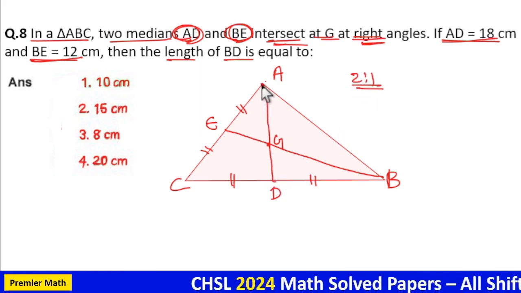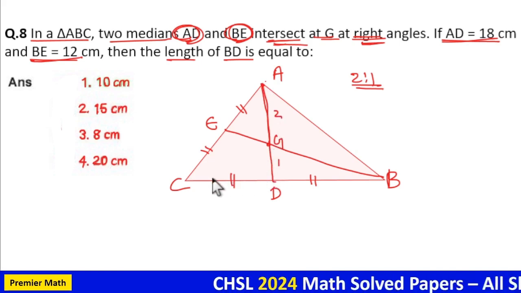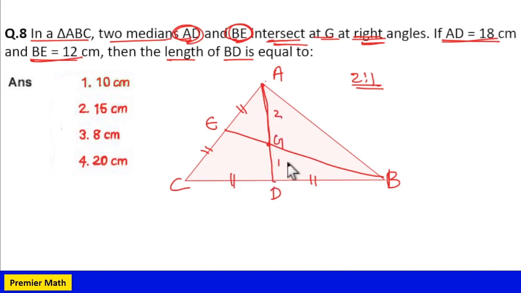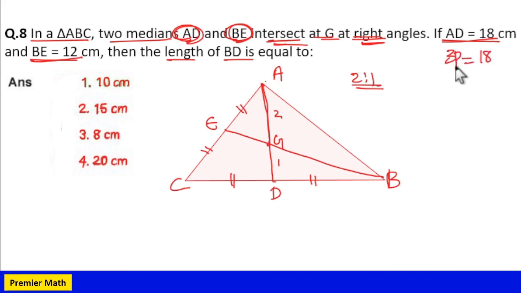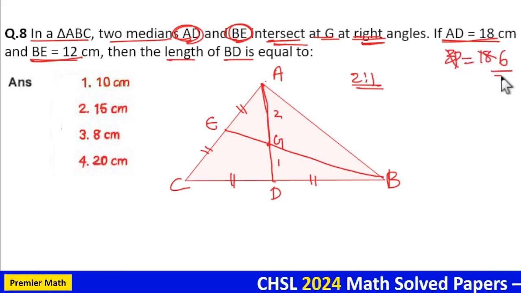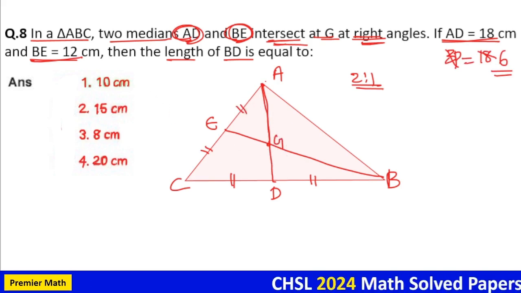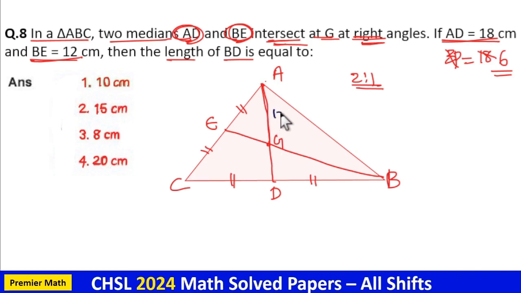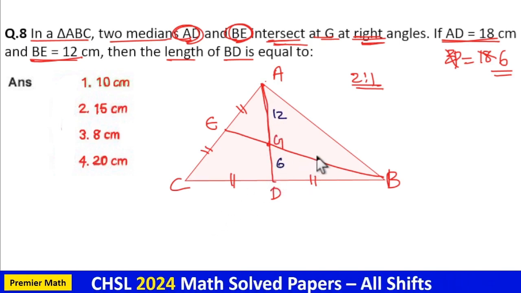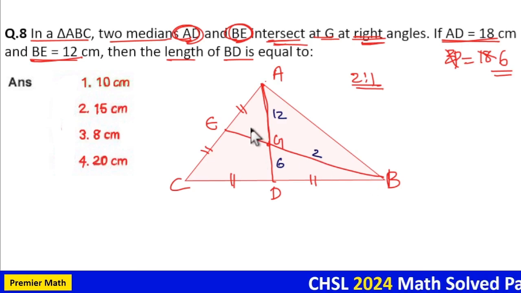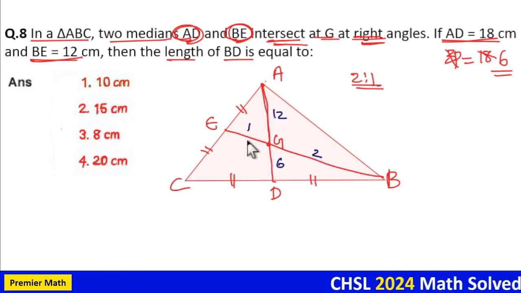That means this length is 2 part and this length is 1 part. So 2 plus 1, 3 part is AD. So AD is 3 part means 3 part is equal to 18. Then 1 part is equal to 6 centimeter. If 1 part is 6 centimeter, then 2 part is equal to 2 into 6, 12 centimeter and 1 part is equal to 6 centimeter. Now same way, this median also bisects at 2:1 ratio.